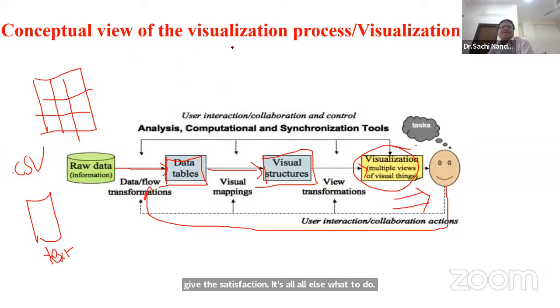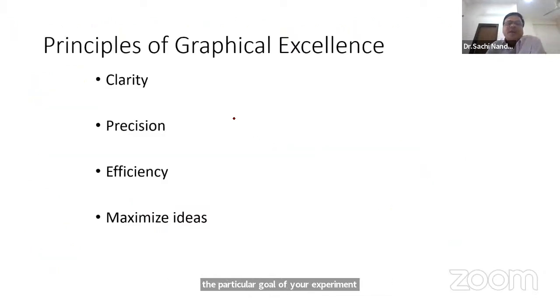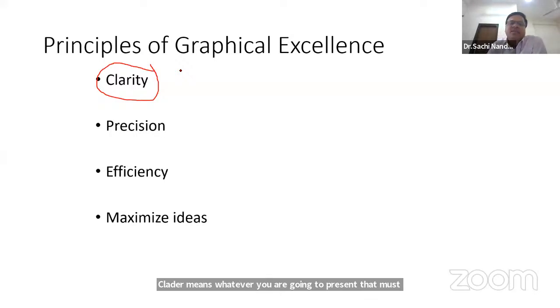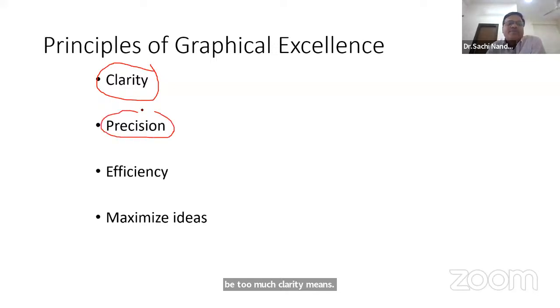So this is called the analysis computational synchronization tool. On the basis of interaction of the primary objective and the secondary objective, you keep transforming until you satisfy the particular goal of your experiment. Now, the principle of graphical excellence says that in data visualization, the objective must be clarity. Clarity means whatever you present must be straightforward, a clear picture. Precision means the object must be precisely defined, and there must be efficiency and maximize idea.